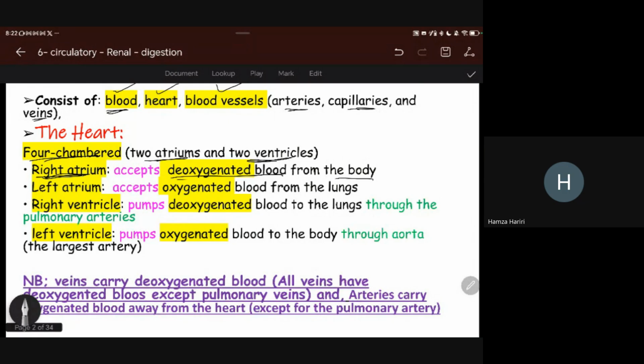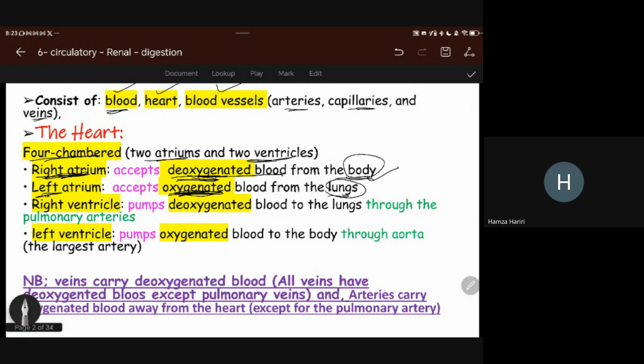As we said, any deoxygenated blood, it comes from where? It comes from the body. And any oxygenated blood comes from where? It comes from the lungs. This is a rule, okay? So the right atrium carries the deoxygenated blood coming from where? Coming from the body. And the left atrium, on the other side, it carries the oxygenated blood, which comes from the lungs.